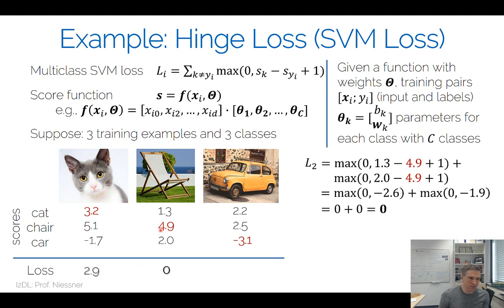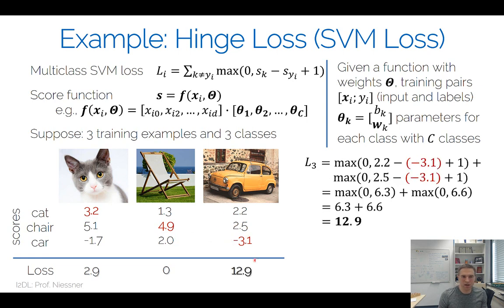For this one, it's very obvious. You see it already that this is a good one, because if this one is 4.9 and it's more than one larger than all the other ones, you know that this hinge loss will be zero. It's very obvious because that's what it is, right? It just computes the pairwise differences. If this is already so much larger than the other ones, then this loss is just zero. And here, this is also not good, right? This is too small. So we're seeing here the respective differences are actually relatively large, right?